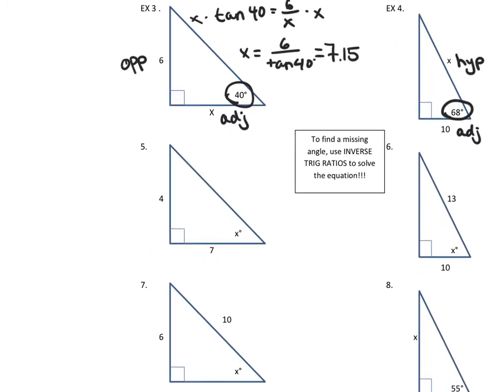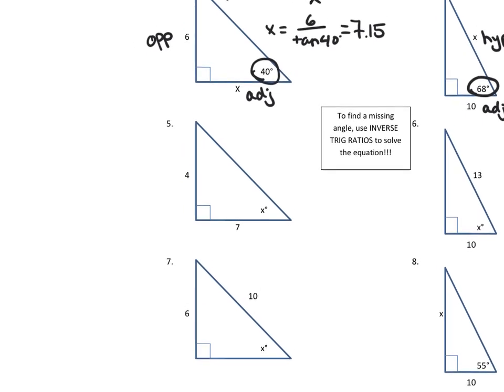Moving on to example number 5, in this case, we're not given the value of the angle, but we are given the value of both sides, the opposite side and the adjacent side. So to find missing angles, we're going to use the inverse trig ratio to solve the equation. So we'll set it up the same way. Tangent of the angle, which is x, is equal to the opposite side 4 over the adjacent side 7.